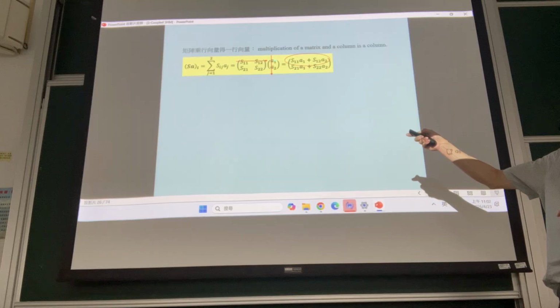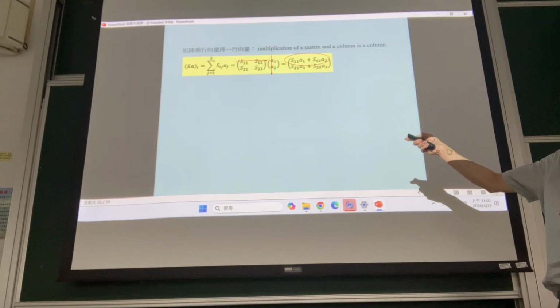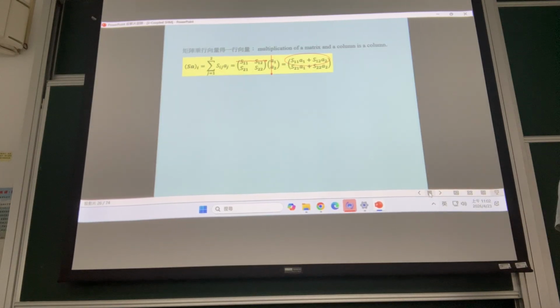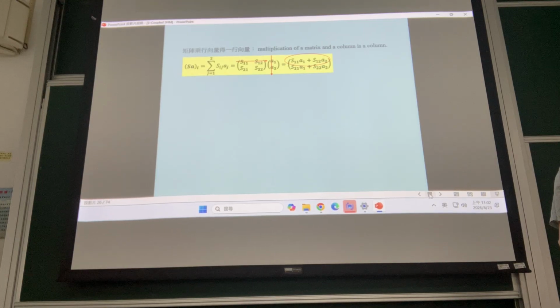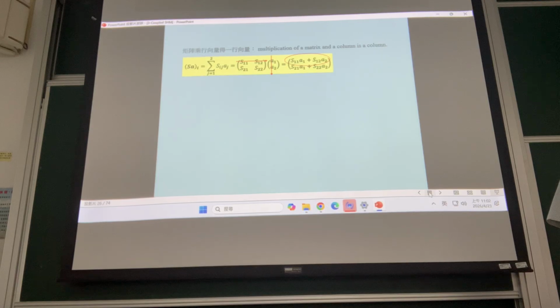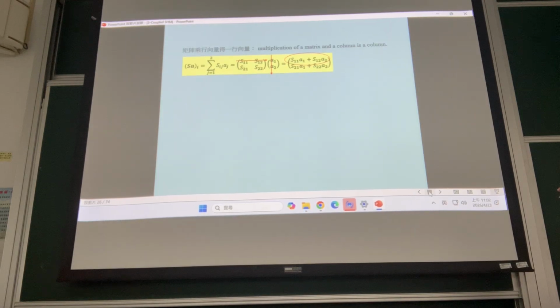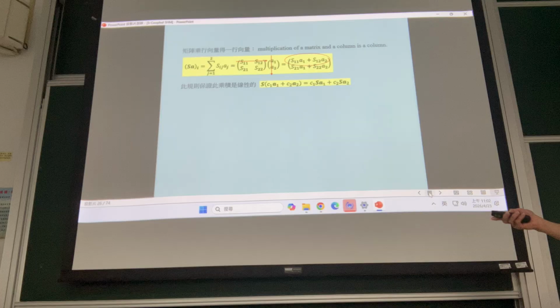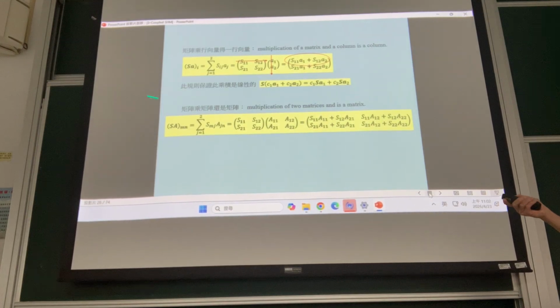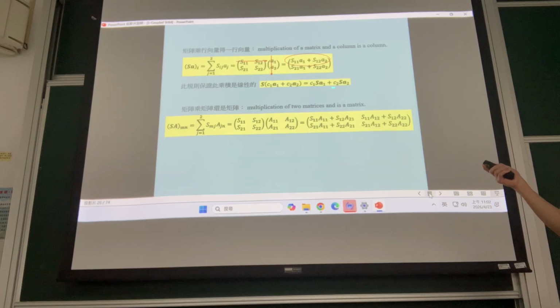S2 times A1 plus S22 times A2 will become the second element of the column. That's the rule of the multiplication. It's a rule, but it's a very, very beautiful rule. You better remember it. If you want to ask why I use this rule, the reason is very simple: with this rule, multiplication will be linear, with this kind of very simplified combination.